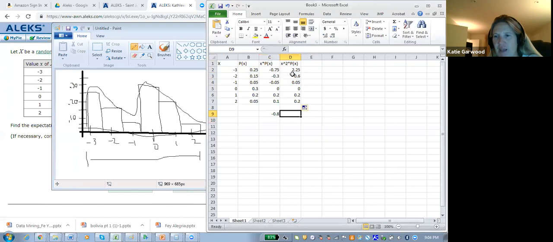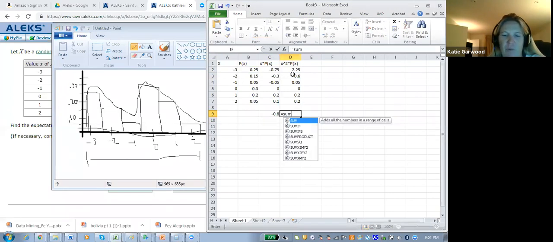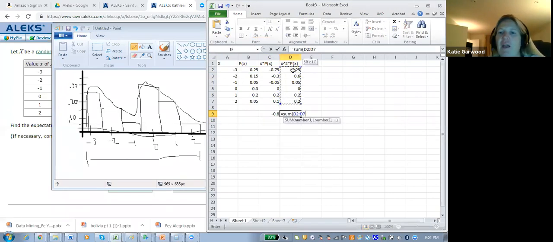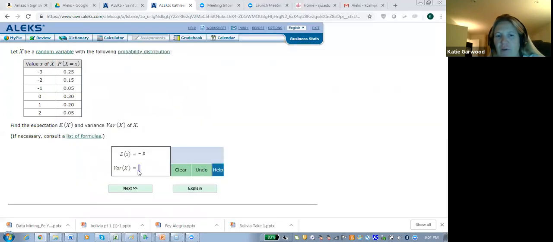But remember, it's x squared times the probability of x, and we want to sum those. So we're going to add these together. That's the first piece. And then we're going to minus the mean squared, which is this value right here, raised to the second. That's going to give us 2.66. So our answer here should be 2.66.